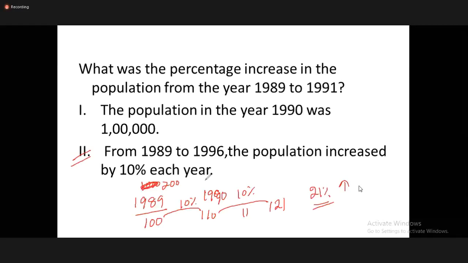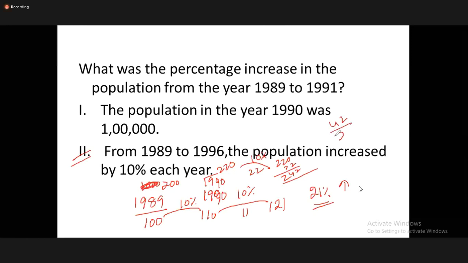In 1989 let's take 200. So in 1990, how much will it be? Can I say 220? Because there is a 10% increment, which is 220. Again there is a 10% increment, which is 22. So 220 plus 22 is how much? 242.